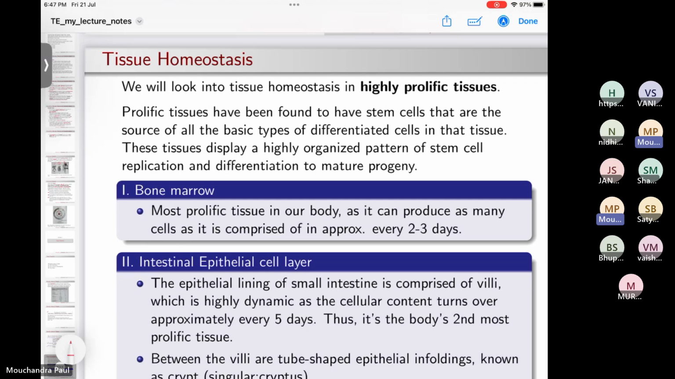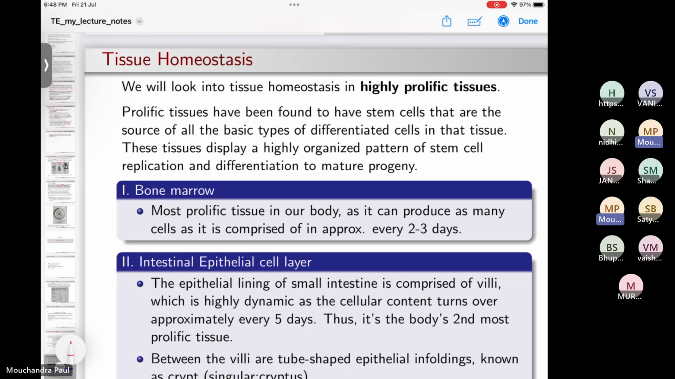So today we will finish the broad topic of tissue homeostasis by looking into a few examples of the highly prolific tissues in our body, which are the bone marrow, the epithelial lining of the small intestine, and the skin. So we will look at how these three organs function.